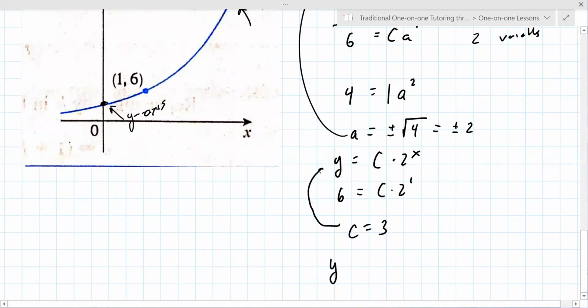Put that back in. y equals 3 times 2 to the power of x. You cannot combine these. If you need to, you can put 2 in parentheses, but you have to do the power first, then multiply by 3. Okay, that's not too bad. Yeah. So 18 would be one you might try to do on your own.